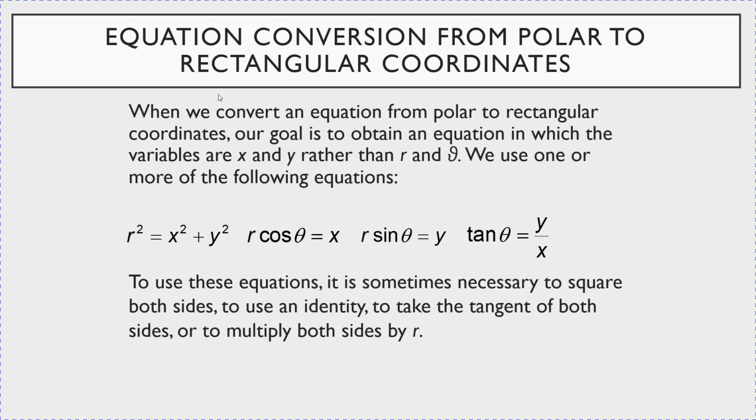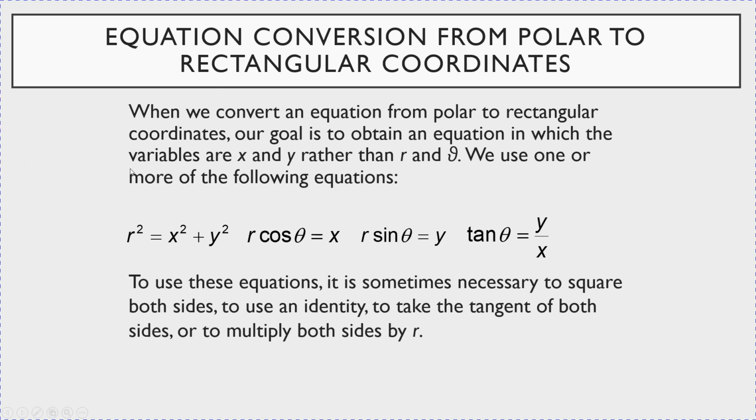So one is that r squared is equal to x squared plus y squared. That's something we can plug in. R times cosine of theta is equal to x, and r times sine of theta is equal to y. And then tangent of theta is equal to y divided by x. To use these equations, it's sometimes necessary to square both sides, to use an identity, or take the tangent of both sides, or to multiply both sides by r. So I'm going to do one example of all of that, so you can see.